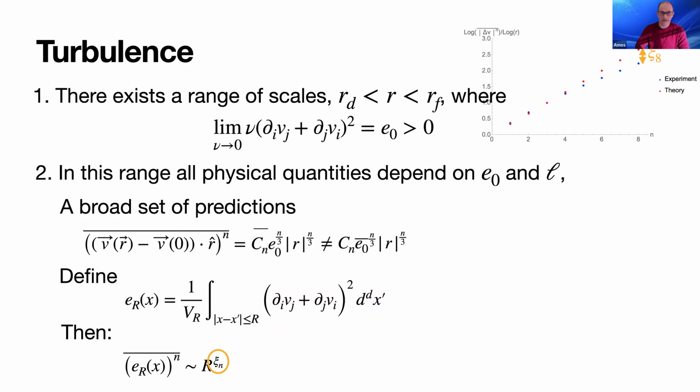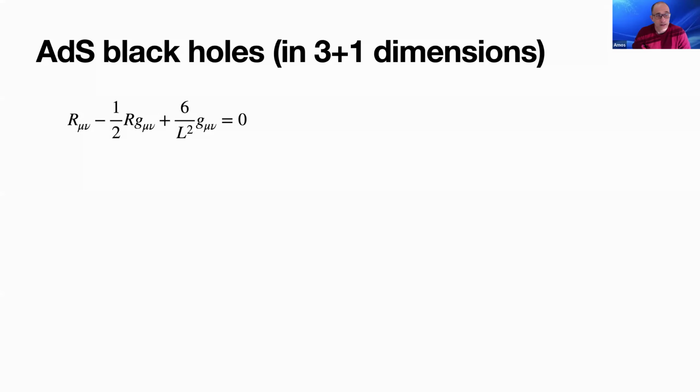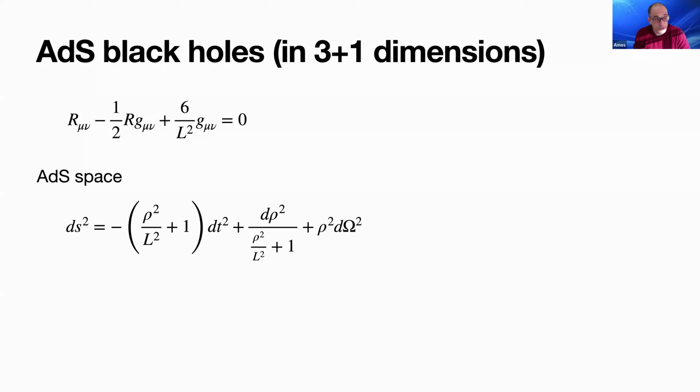So now let me go to something that looks completely different, and that's black holes in anti-de Sitter space. Unless there are questions. Okay, so I want to look at black holes in anti-de Sitter space, and before talking about them, let me just talk about anti-de Sitter space. I think the majority of you know anti-de Sitter space in this type of coordinate system. This is a solution to the Einstein equations in the presence of a negative cosmological constant.